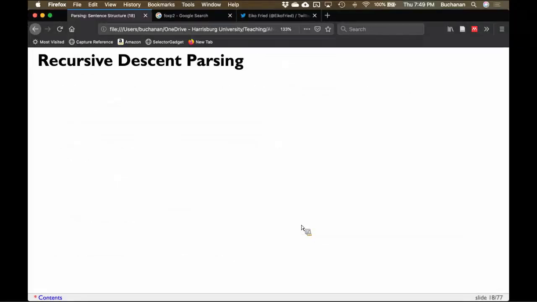And so they break down sentences for questioning. Here's what I just said. So we're going to do a couple of types of parsers.